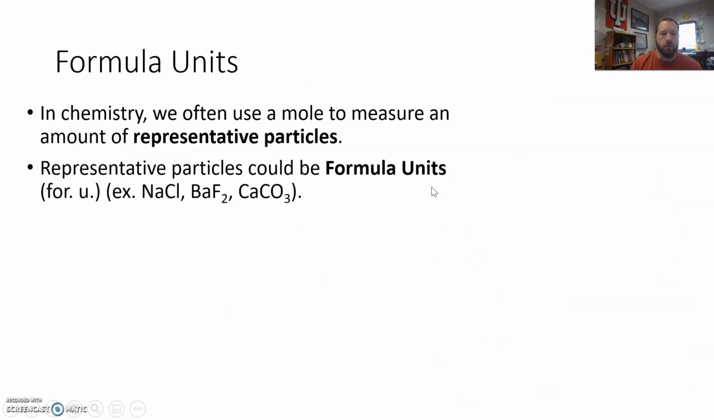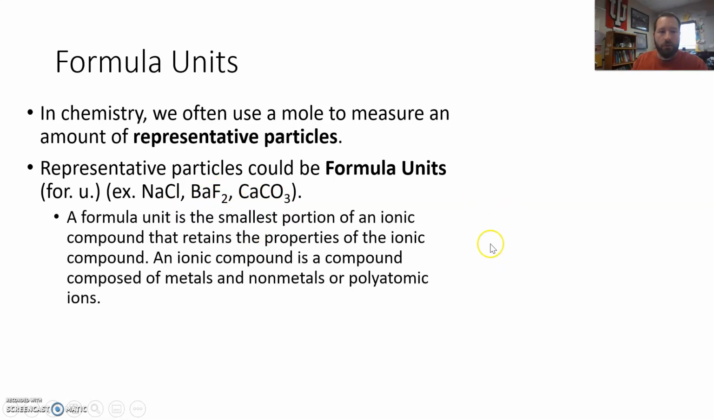Our next representative unit is called the formula unit, which you're allowed to abbreviate F.U. You don't have to always write out the whole formula unit, just F.U. Examples of formula units are sodium chloride, NaCl, BaF2, that's barium fluoride, or calcium carbonate, CaCO3. So a formula unit is the smallest portion of an ionic compound. We haven't talked much about covalent and ionic bonds yet. You'll be more familiar with them later, but when you get down to the smallest portion it can be, it's just 1 of those.